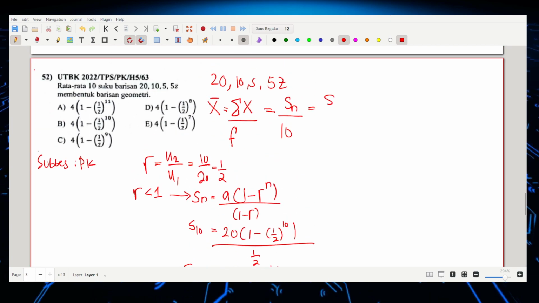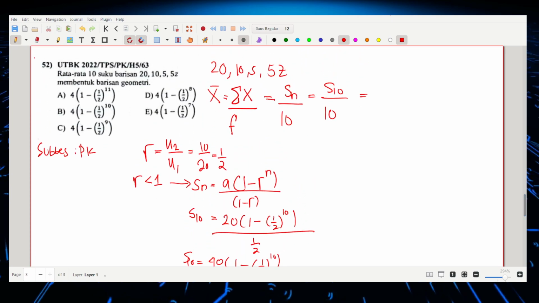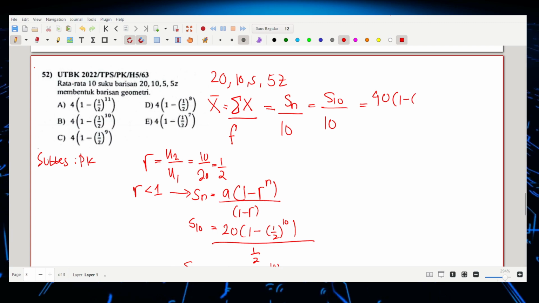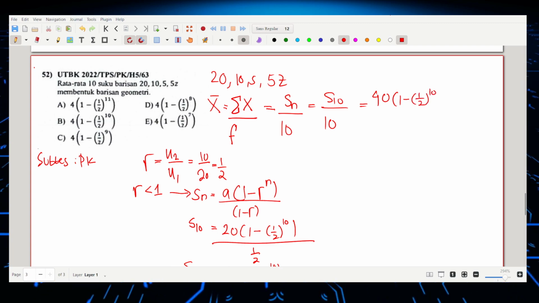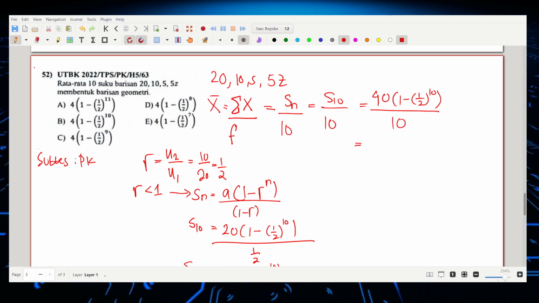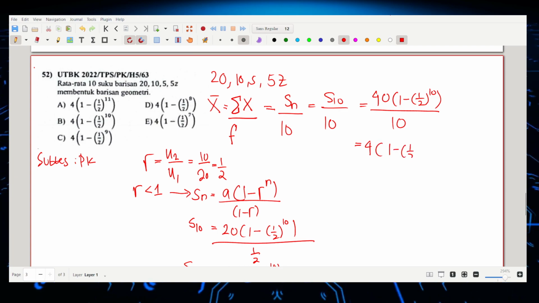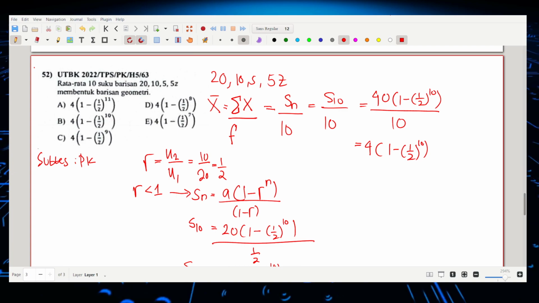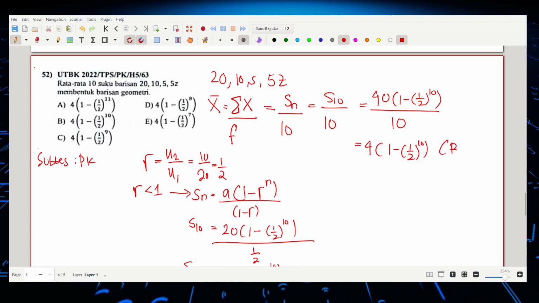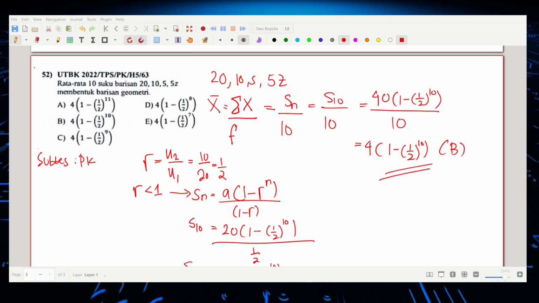So this is S10 divided by 10. The value of S10 is 40 times 1 minus a half to the power of 10, divided by 10. So the value of it would be 4 times 1 minus a half to the power of 10. Now, this is the final answer. Therefore, the answer that we should choose is B. I think that's all.